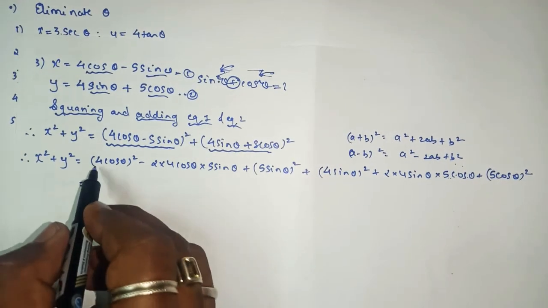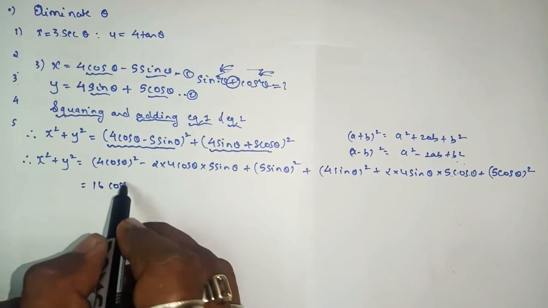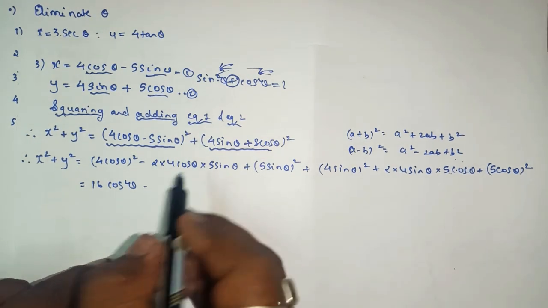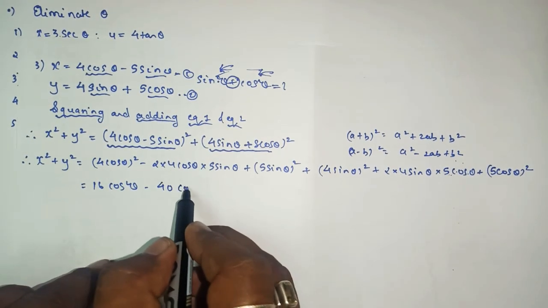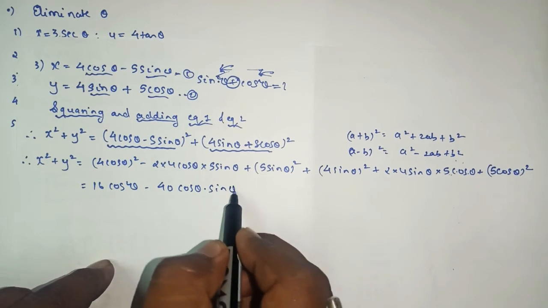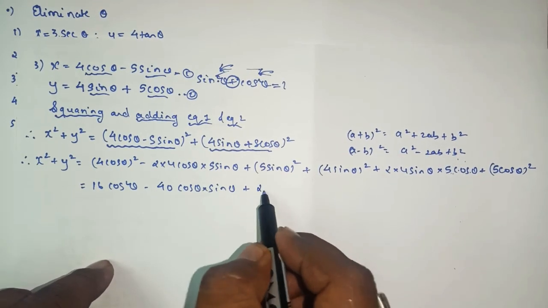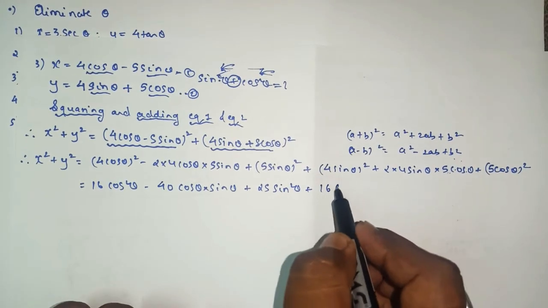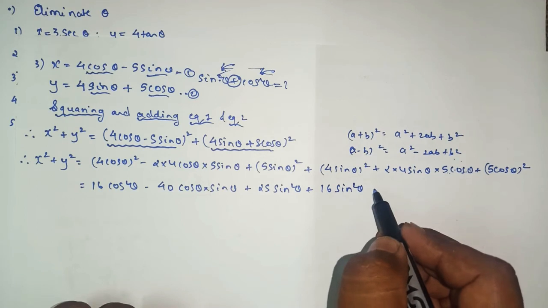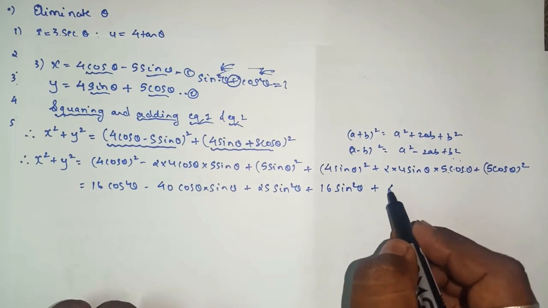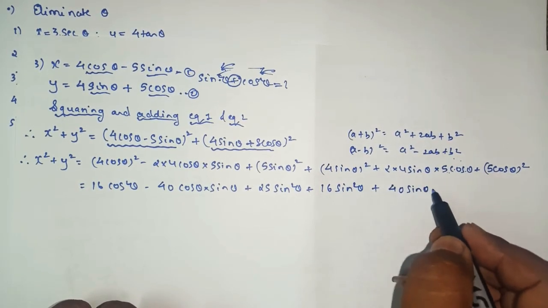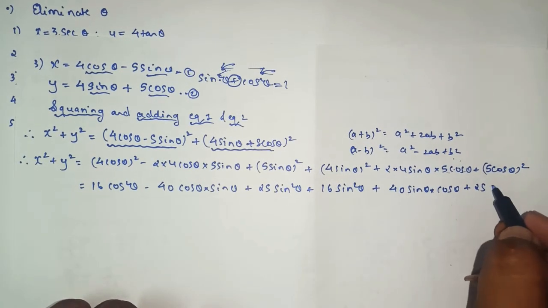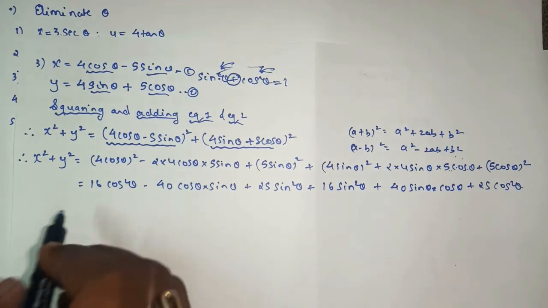So in the next step, 4 square is what? 16. Here you will get cos square theta. 2 fours are 8, 8 fives are 40. 40 cos theta into sin theta. Yes or no? 5 squared is 25, and this we can write as sin square theta. Here it will be 16 sin square theta plus 4 to the 8, 8 fives are 40 sin theta into cos theta. 5 fives are 25 square is 25, and here this we can write as cos square theta.